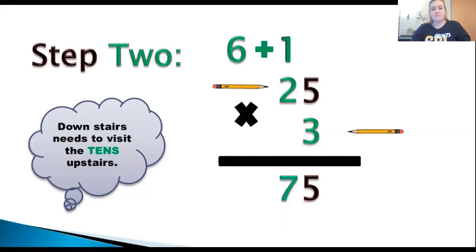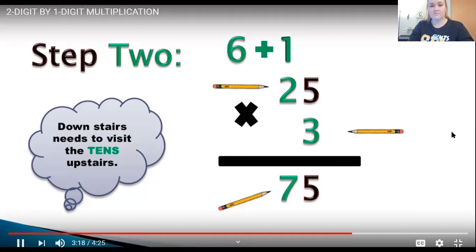Now that number goes in the answer box down here. And as you can see, we have the whole product now. The downstairs number has visited everybody upstairs. So we have our final product, and our final product, the final answer, is 75.